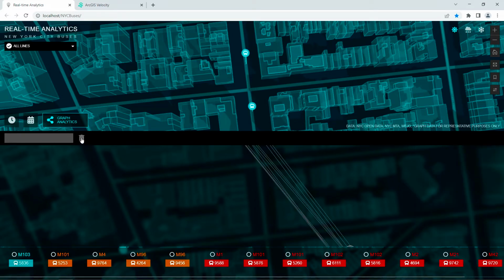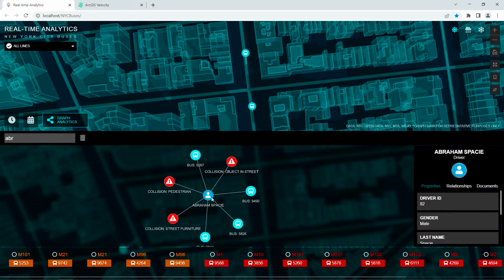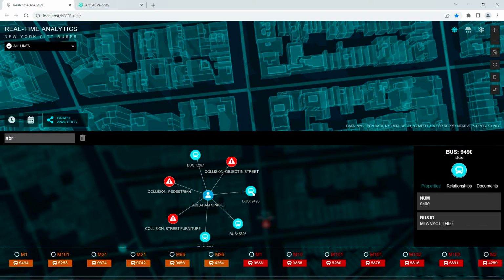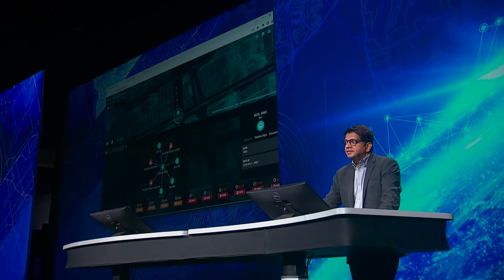Because the graph contains both spatial and non-spatial data, I can use a different approach and search for a driver. When I expand this node, we can see that this driver operated 4 of the buses and was involved in 3 incidents. And if I select one of the buses in the graph, it shows us where that bus is right now, connecting the graph to a real-time map. At its core, this application is about identifying potential problems before they turn into real problems.